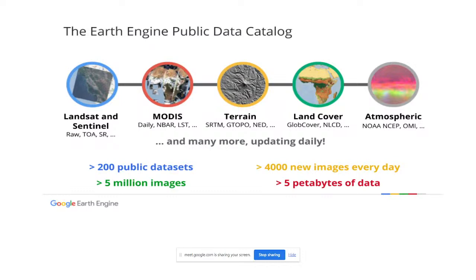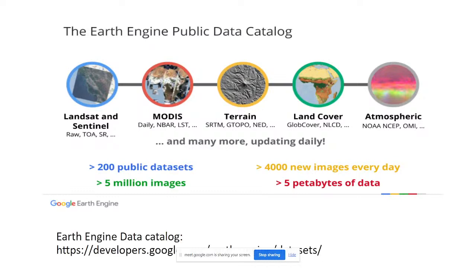In this public data catalog, we can find more than 200 public datasets, more than 5 million images, more than 4,000 new images every single day, and more than 5 petabytes of data. This is the website link for the Earth Engine public data catalog. Simply go to this link and we can easily access all of those datasets in Earth Engine, or you can go to the code editor.